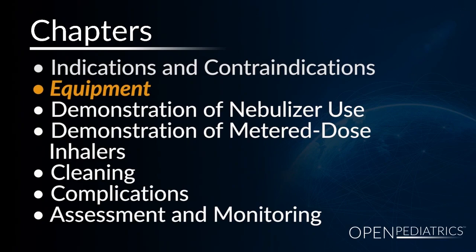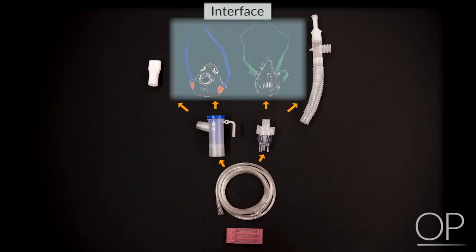Equipment. Let's discuss some of the equipment and the necessary steps required to appropriately and safely administer aerosolized medications to pediatric patients. What I'm going to describe to you in this segment is how to set up a small volume jet nebulizer. There are a few different components that we need to look at closely before we administer our medication to our patient. First, the interface.